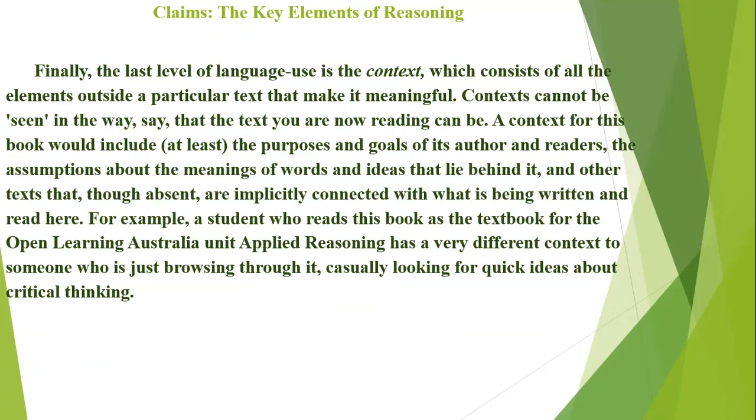Contexts cannot be seen in the way, say, that the text you are now reading can be. A context for this book would include, at least, the purposes and goals of its author and readers, the assumptions about the meanings of words and ideas that lie behind it, and other texts that, though absent, are implicitly connected with what is being written and read. For example, a student who reads this book as the textbook for the Open Learning Australia Unit Applied Reasoning has a very different context to someone who is just browsing through it casually looking for quick ideas about critical thinking.